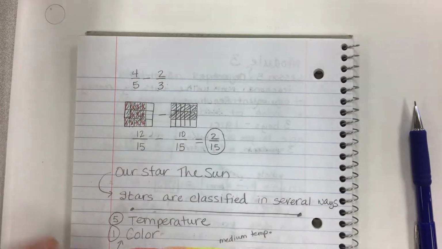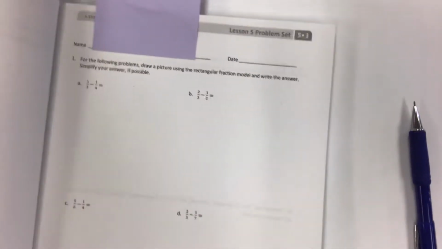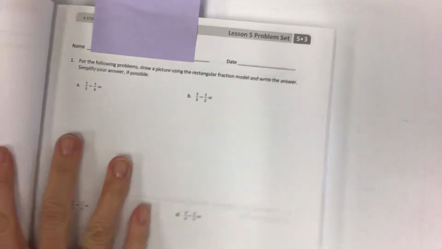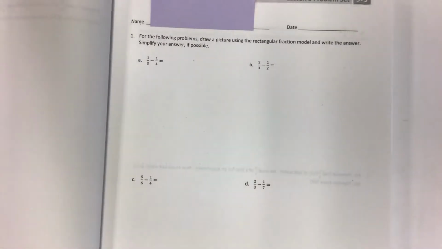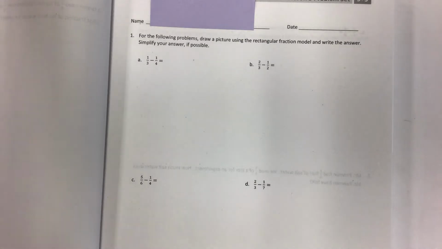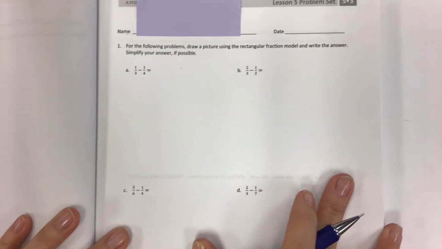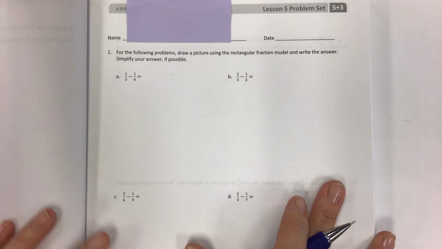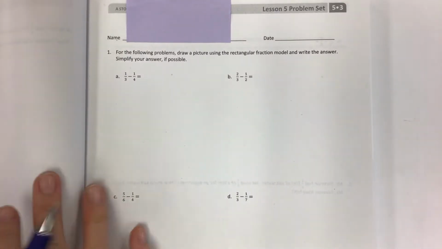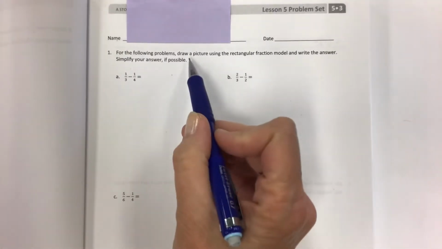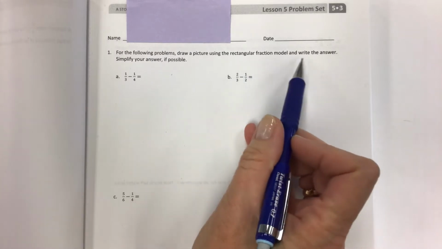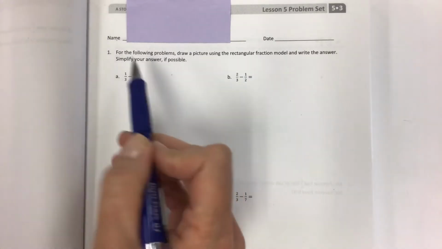Okay, so that's what we're doing today in our books. So go ahead and get your Learn books, and we'll prepare to make a model. And keep that colored pen handy, or colored pencil, or crayon, or whatever you need to write with. So for the following problems, draw a picture using the rectangular fraction model and write the answer.